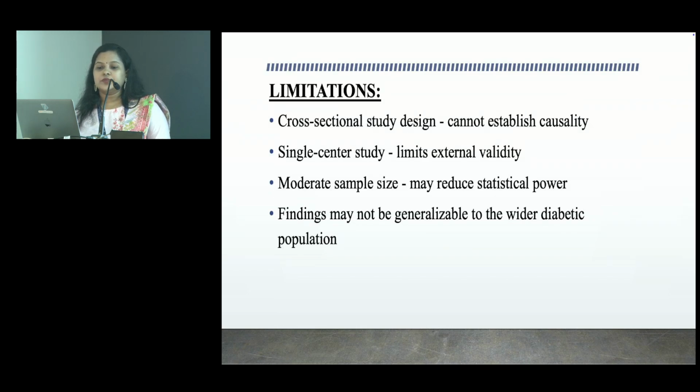Limitations of study: it is a cross-sectional study. It cannot establish causality. It is a single center study. It limits external validity. Moderate sample size may reduce statistical power, and findings may not be generalizable to the wider diabetic population.